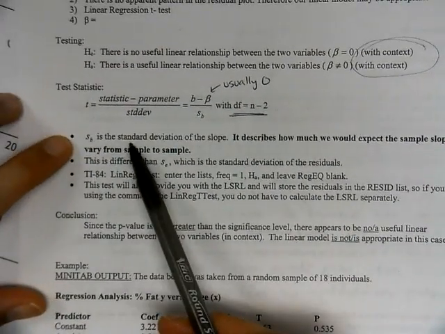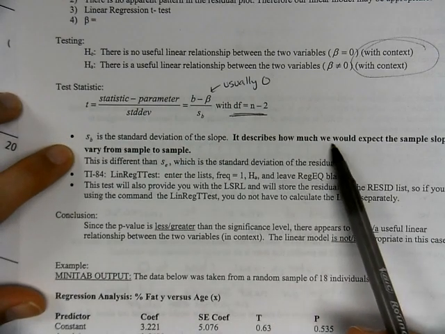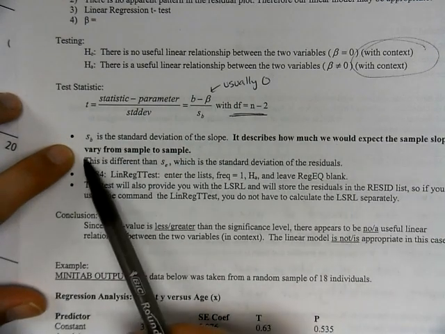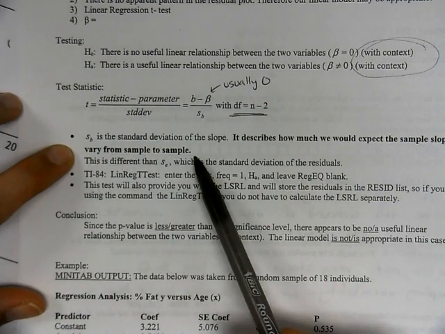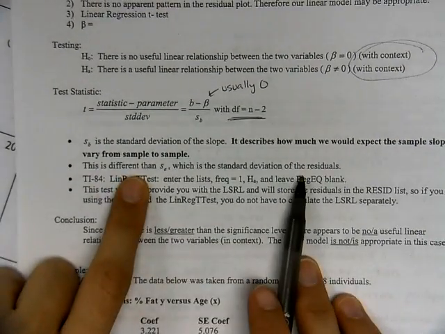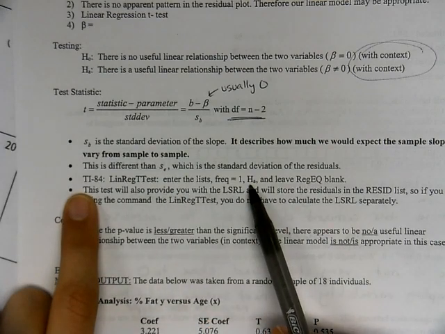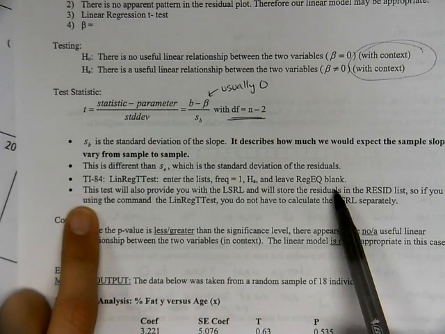S sub B is the standard deviation of the slope. So S sub B describes how much we would expect the sample slopes to differ from sample to sample. So SB and SE are different. SB is the standard deviation of all the slopes. SE is the standard deviation of all the data. Right here. Again, here's the test in your calculator, but we're really not going to use it.